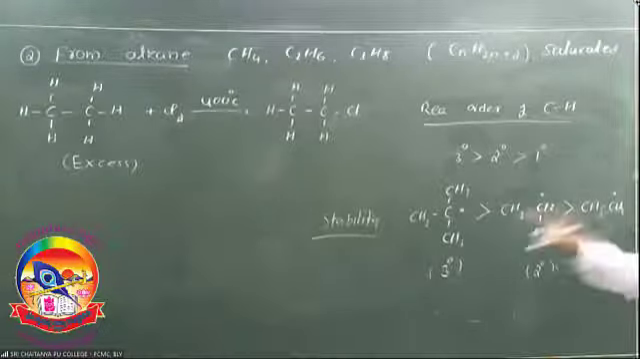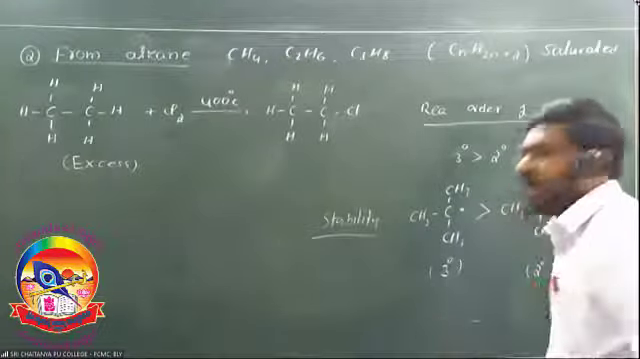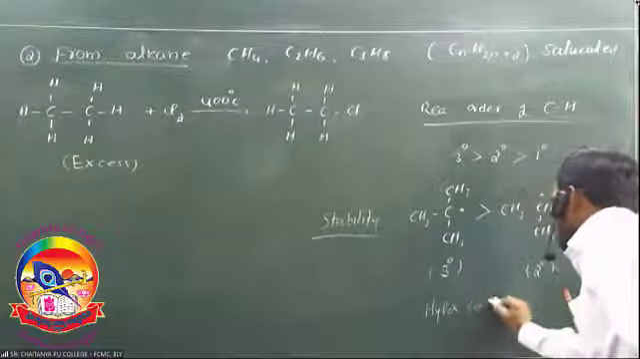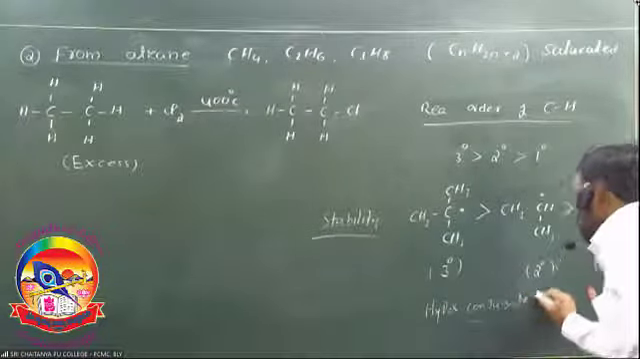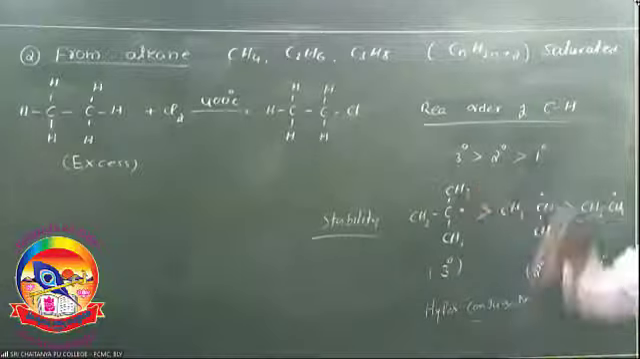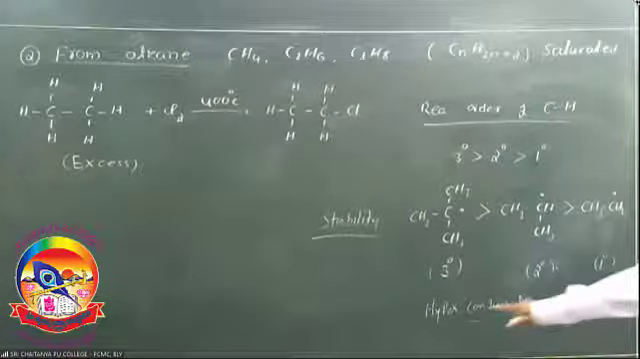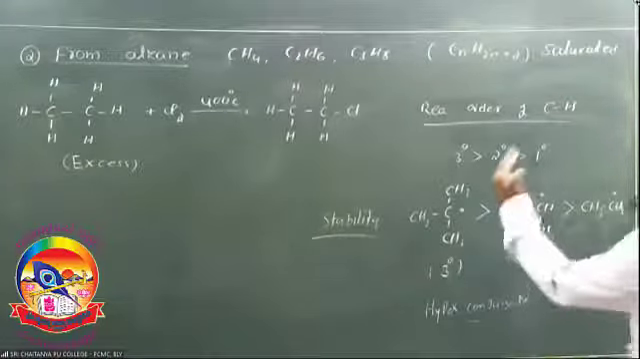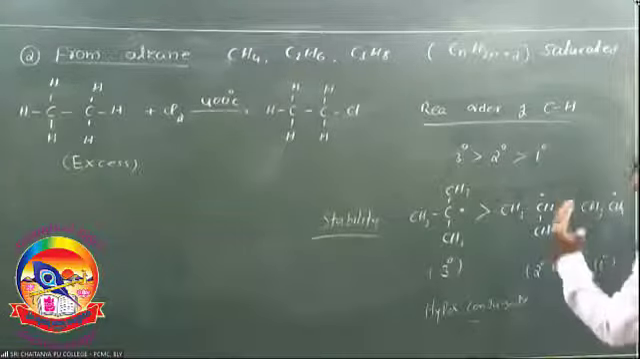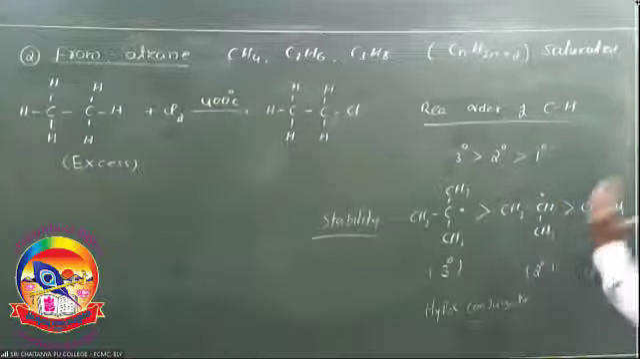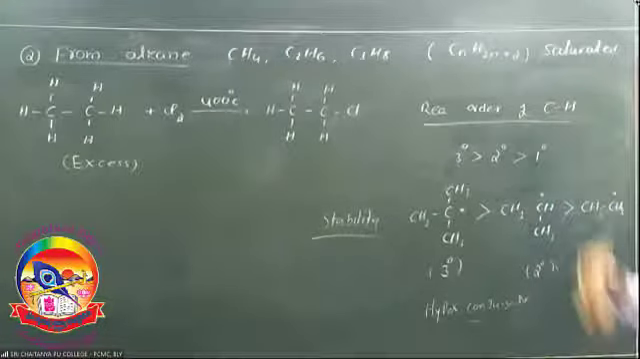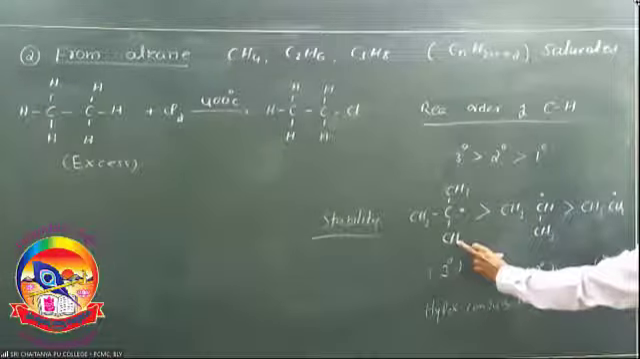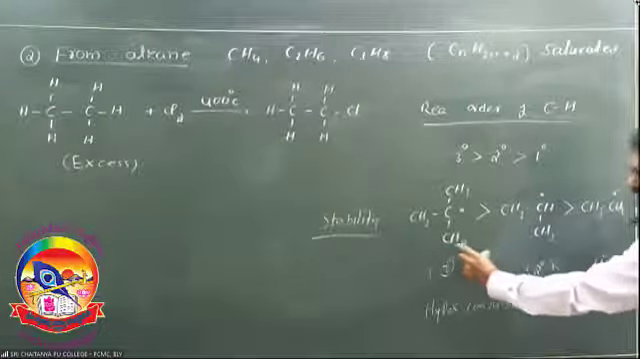The stability of a free radical can be explained by hyperconjugation. So tertiary free radical is more stable than secondary, which is more stable than primary. Stability is based on hyperconjugation: the number of hydrogens involved in hyperconjugation.